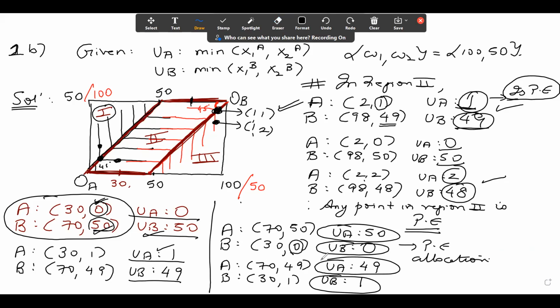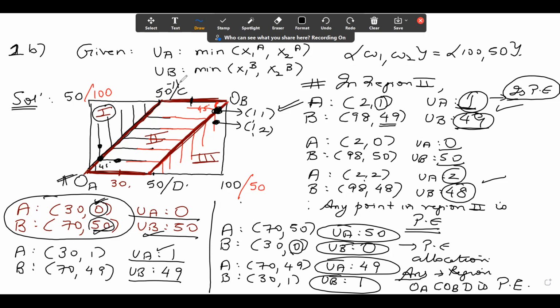So what do we learn? You can clearly see that my Pareto efficient allocation, or my contract curve, is nothing but OA. Let me call this point C, and let me call this point D. So my answer for this question is that the region OA, COBD is Pareto efficient. This is my contract curve.